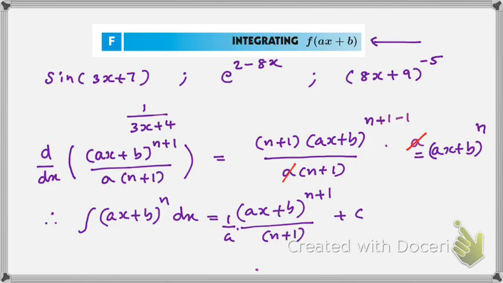X raised to n is x raised to n plus 1 by n plus 1. So ax plus b the whole raised to n is ax plus b the whole raised to n plus 1 by n plus 1. And then I have an into 1 by a in the front, which means I divide by the inner derivative, which is a.